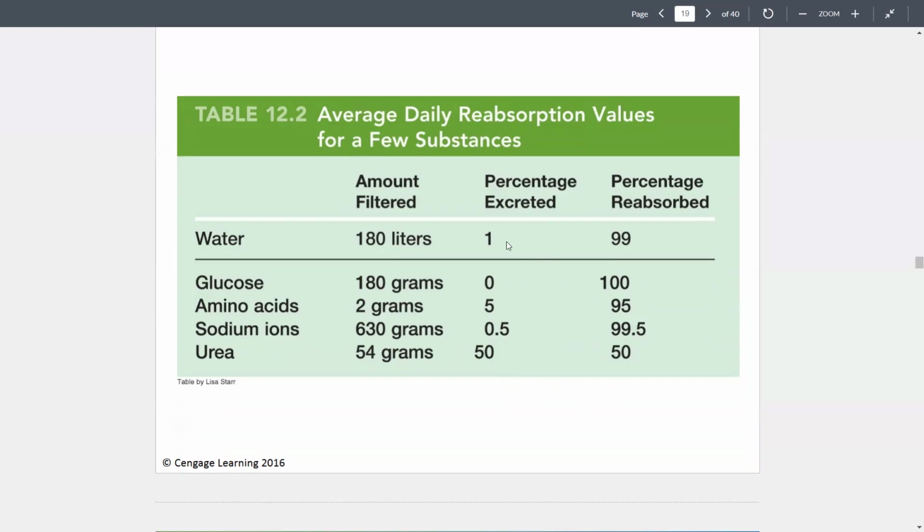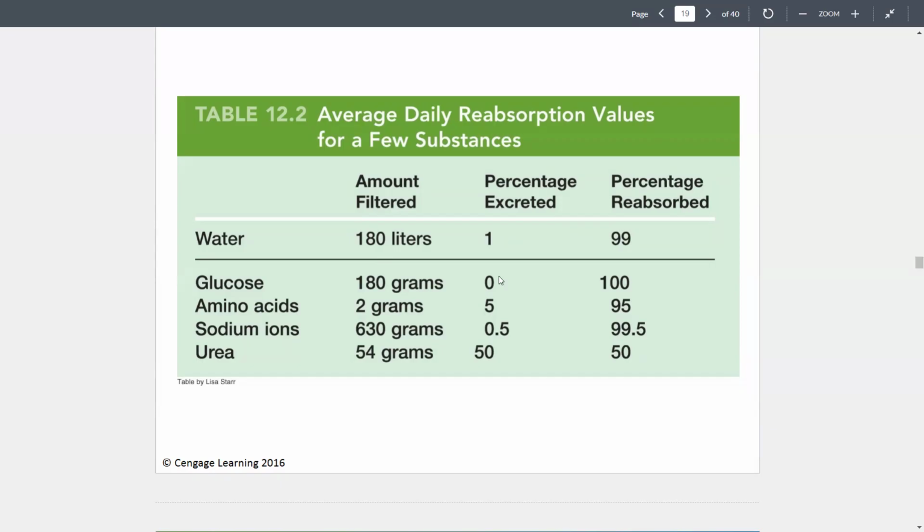So when this goes through, not very much water, like let's say 180 liters of water daily is filtered. So you just keep filtering and filtering and filtering. Only 1% is going to turn into urine. The rest is going to be put back into your blood.